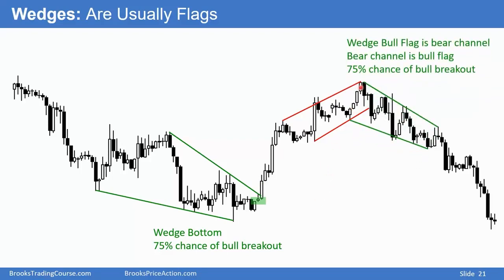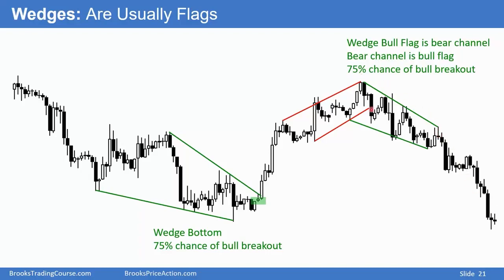Now we have a wedge bottom, 1, 2, 3. 75% chance you'll get a bull breakout, maybe a conversion into a trading range. We have a spike pullback channel, and we have a pullback testing the bottom of the channel. 75% chance we'll go sideways. 25% chance you get a bear breakout below the bottom of the wedge and a two-legged swing down. This is that 25% chance.